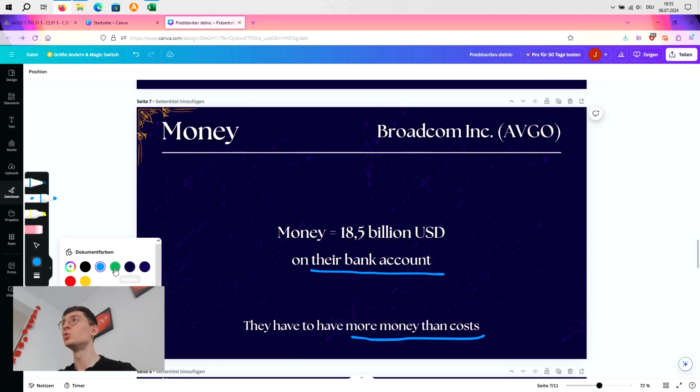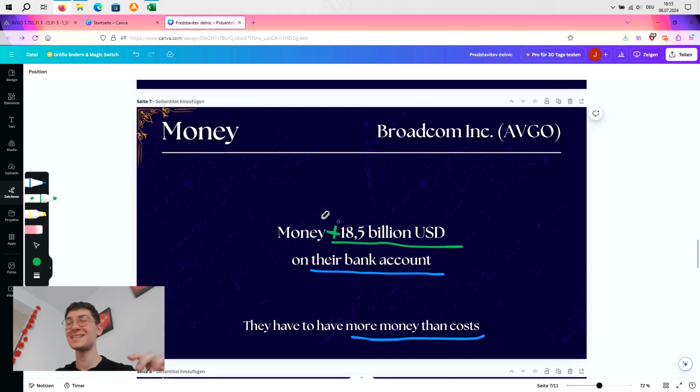Now, do they have more money than the costs? Bro, you are smart, use your brain. Take a look here. They have plus $18.5 billion on their bank account. So that's absolutely massive. This is, I think, the highest amount that we have seen so far, bro, when we were analyzing the companies. So this is an amazing thing to see.